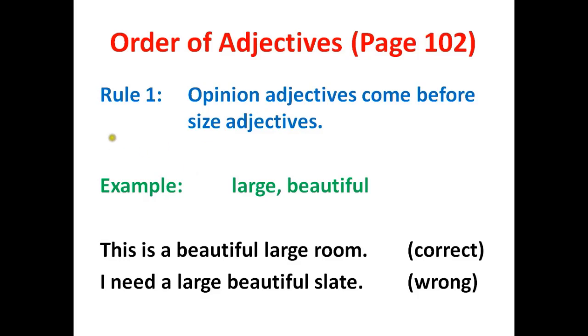Rule number 1, opinion adjectives come before size adjectives. Now the words large and beautiful are two adjectives. Large is a size adjective. Beautiful is an opinion adjective. You will write these two adjectives properly in a sentence. This is a beautiful large room. Correct. I need a large beautiful slate. Wrong. Why is it wrong? Because I am using a size adjective before the opinion adjective. I should have used the opinion adjective before the size adjective in a sentence to get it right.